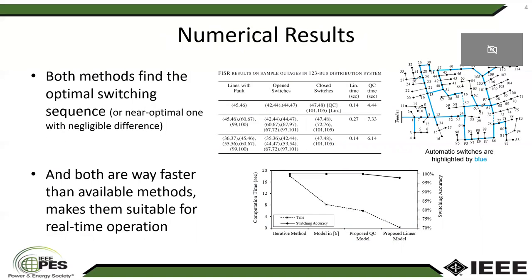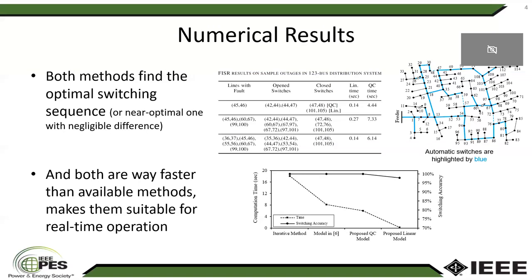The model is tested on 32-bus and 123-bus distribution test systems, and the results of 123-bus test system is shown here. As shown in the table, both models are able to find the near optimal switching operation to isolate the fault and restore the service. Comparison of the computational time shows that the linear model is way more efficient and can find near optimal solutions in a fraction of a second.